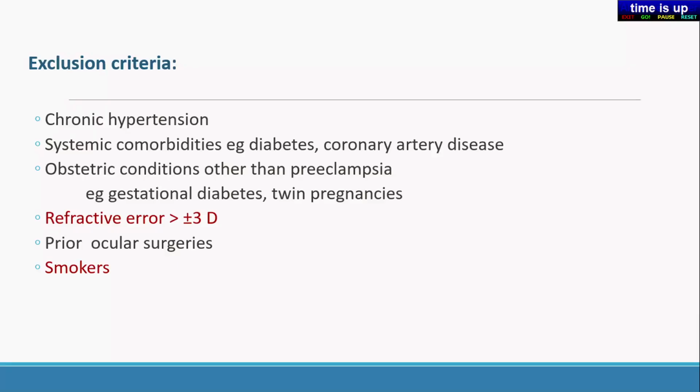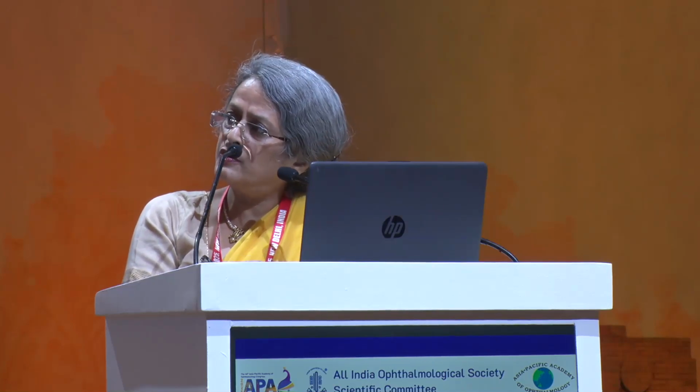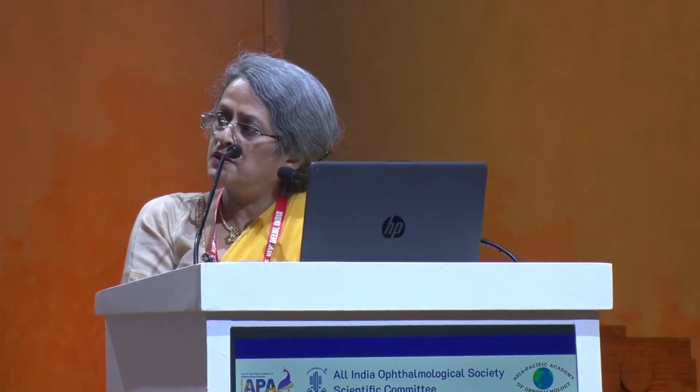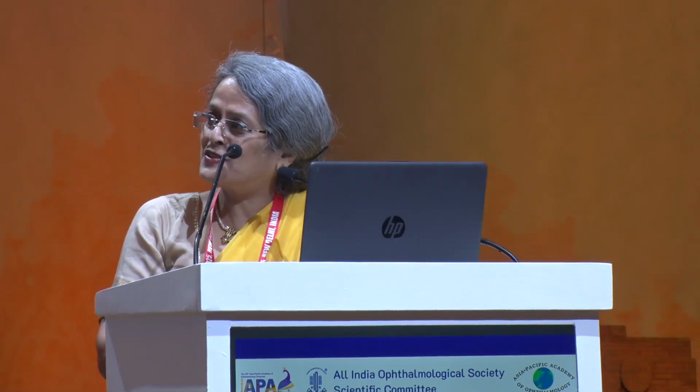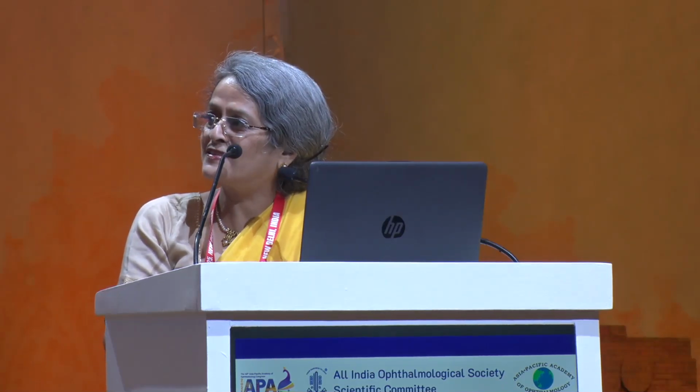Yeah, here. You have written obstetric conditions other than pre-eclampsia, like gestational diabetes and twin pregnancies, because twin pregnancies are supposed to impact the ocular perfusion more. See, once the inclusion criteria is pre-eclampsia, the other things automatically get excluded. So probably this was not required. Actually, twin pregnancy and eclampsia can go together, and so can gestational, so we had mentioned this.